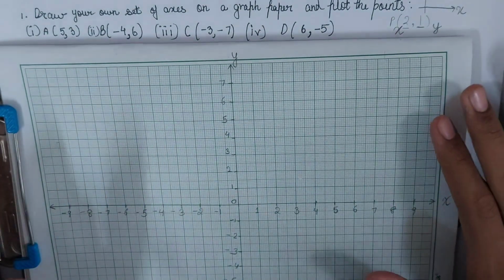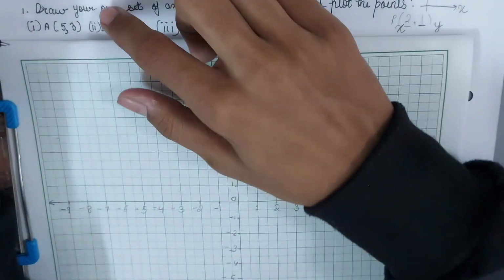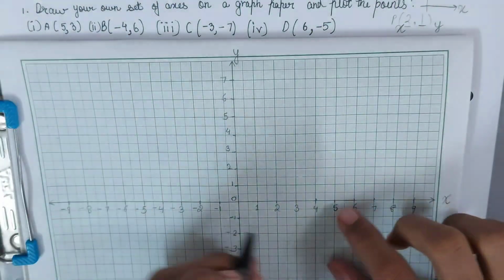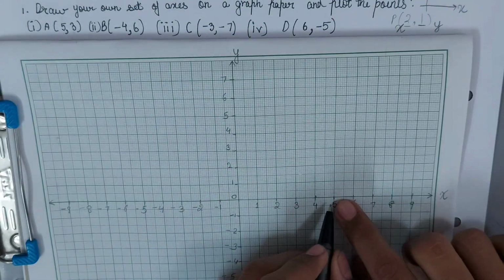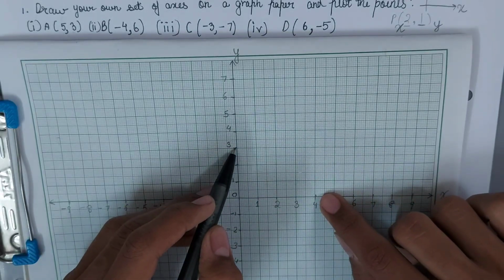And this we have to keep in mind because it is a proper order, otherwise our entire question will become wrong. See, A is given 5 comma 3 as you can see here. So 5 on the x-axis is here, right? And 3 on the y-axis is here.